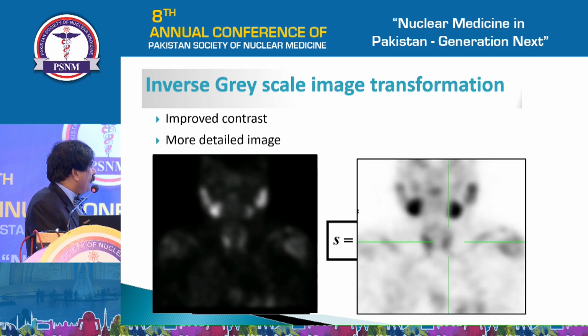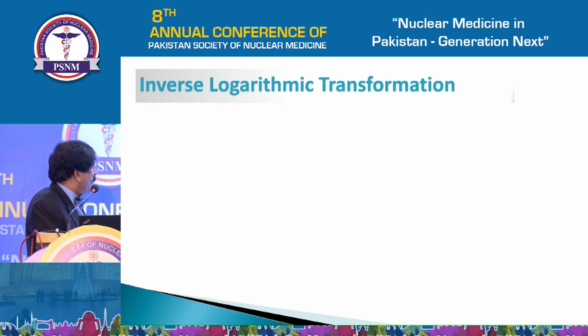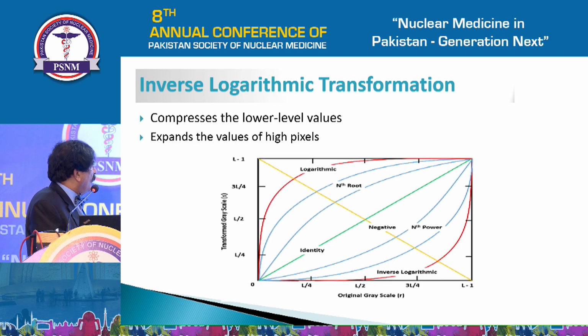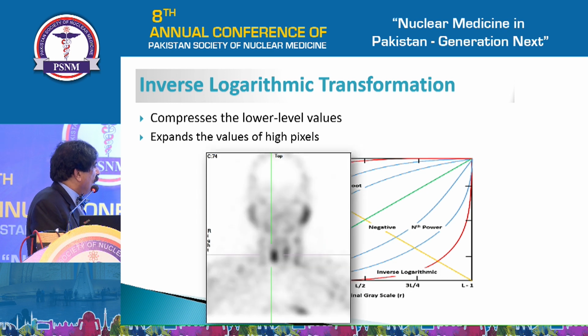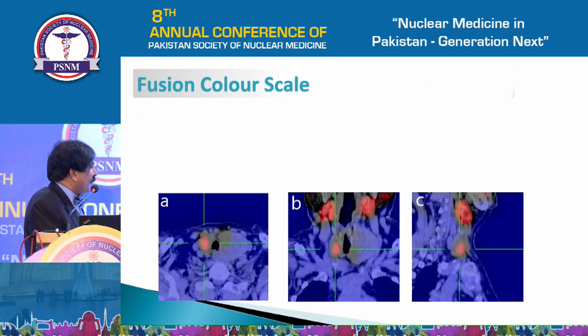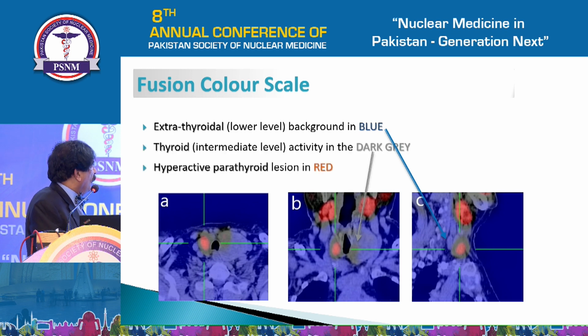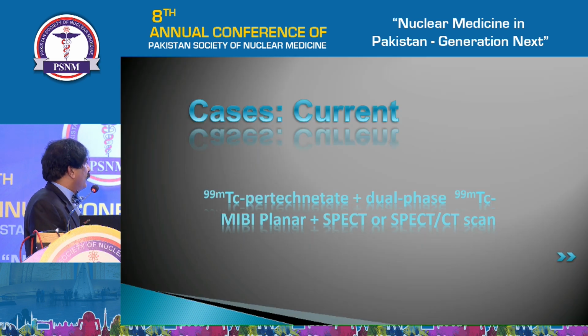This is just the image optimization, because of the time limits. Inverse grayscale is better, and again by compressing the lower levels and expanding the values of higher pixels, you get a better image, as you can see here. I prefer the red, blue and green, where extrathyroidal is in blue, thyroid is intermediate level, and hyperactive parathyroid is in red, and it's easy to do if you have the workstation.